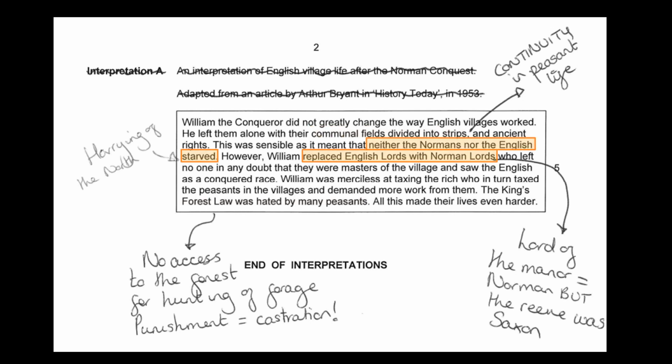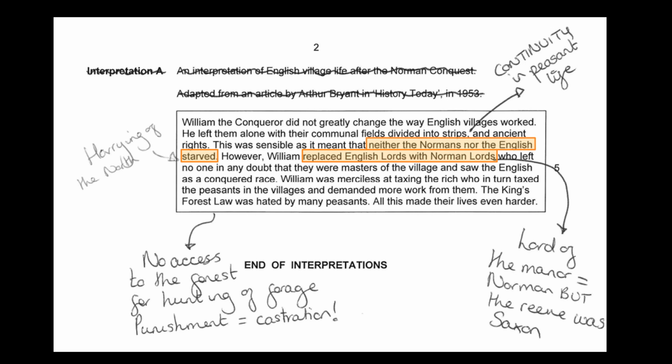I have then highlighted 2 phrases in a different color. These are phrases I can challenge in some way. Firstly, the phrase neither the Normans nor the English starved is true for those living in villages in the south of England. But following the 1069 harrying of the north, there was widespread starvation across Yorkshire after the Norman army burnt the crops and salted the land.